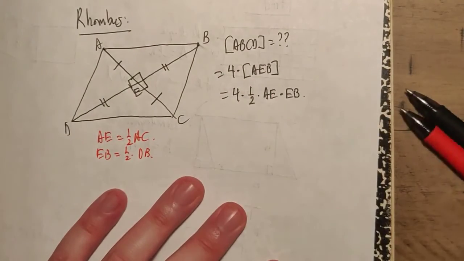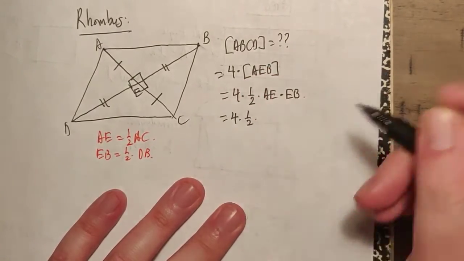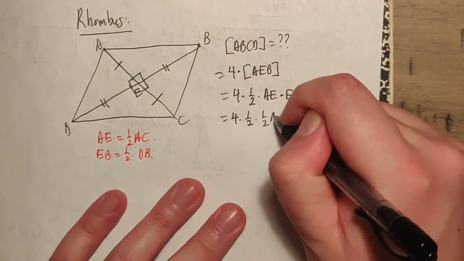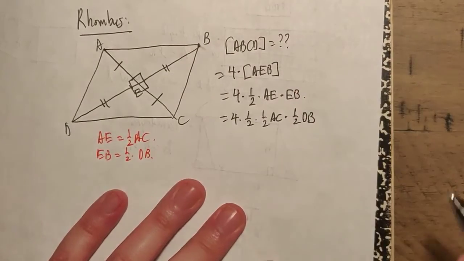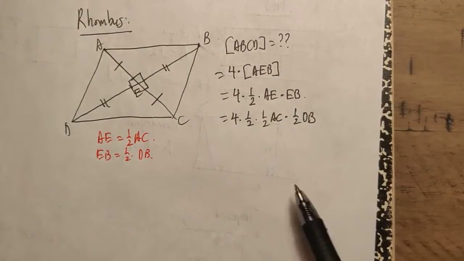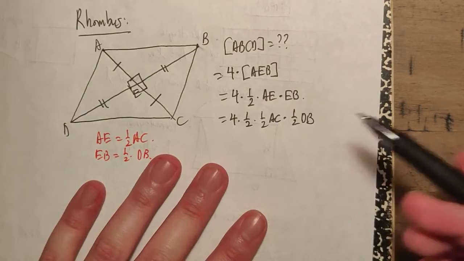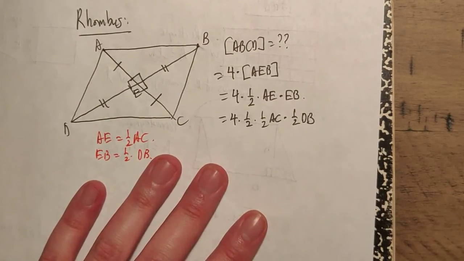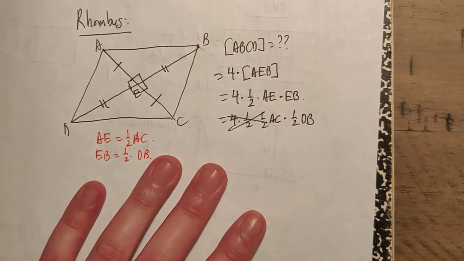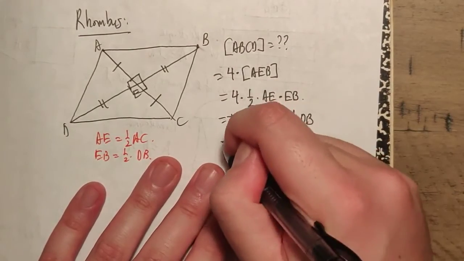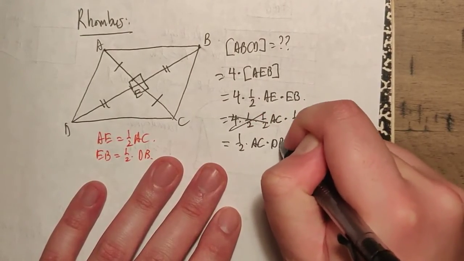Okay, so we can start putting everything together. Now I can substitute this back in and see what happens. So this is 4 times 1/2 times, well, AE is 1/2 of AC, and EB is 1/2 of DB, right? So the area of this rhombus ABCD is now this mess of things. The nice part is that I got a 4, 1/2, and a 1/2. So 1/2 times 1/2 is a quarter. A quarter times 4 is 1. So these all cancel each other out. What you're left with when all this dust settles is 1/2 times AC times DB.